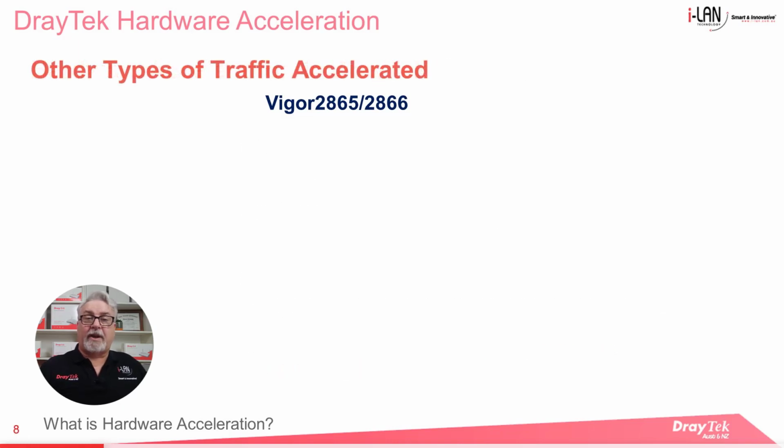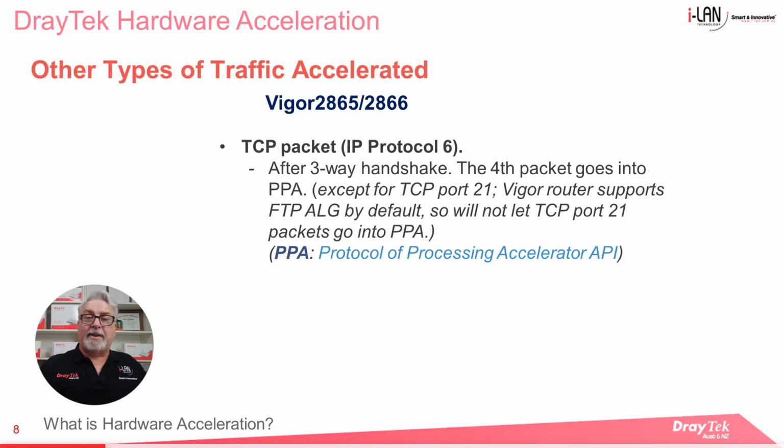Other types of traffic that can be accelerated are any TCP packet. After the three-way handshake, the fourth packet of the TCP session will go into the PPA. That's except for TCP port 21. VIGA routers support FTP ALG by default, so they won't let TCP port 21 packets go into PPA. PPA is an abbreviation for Protocol of Processing Accelerator API.